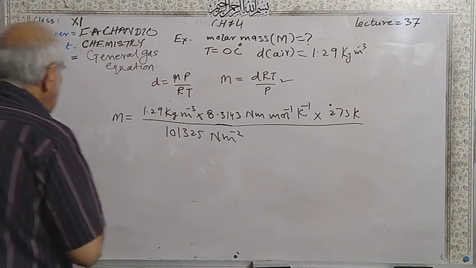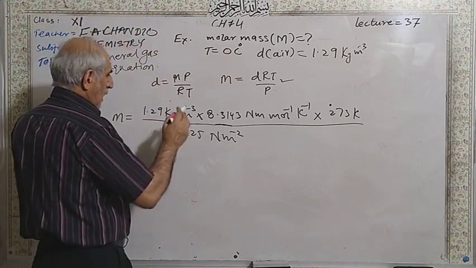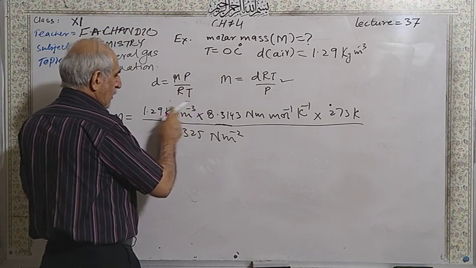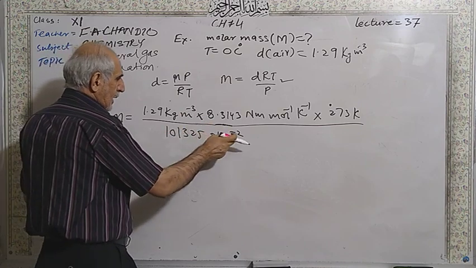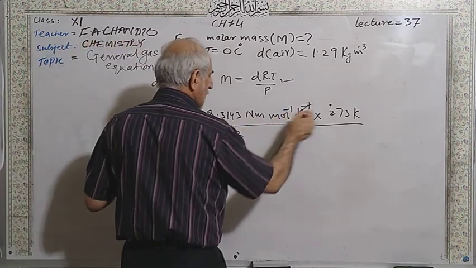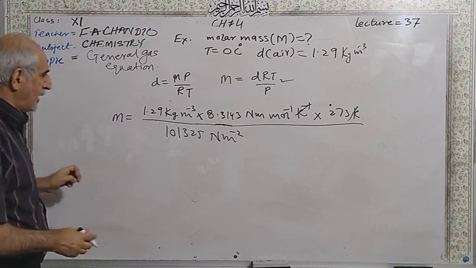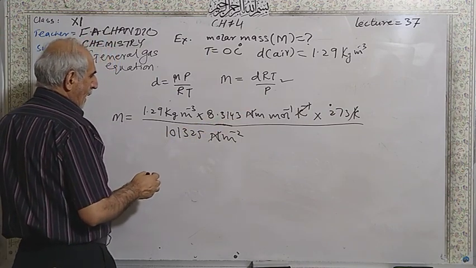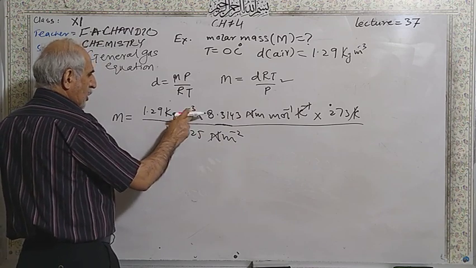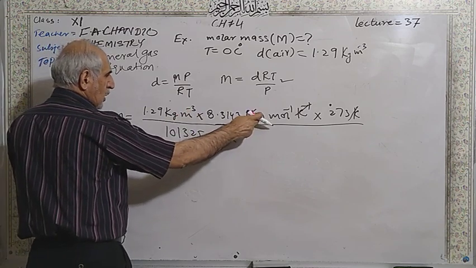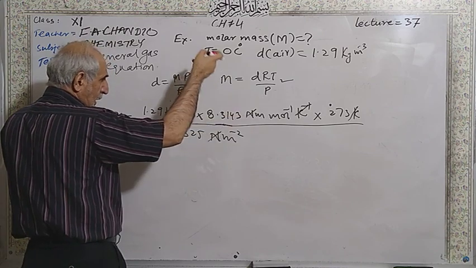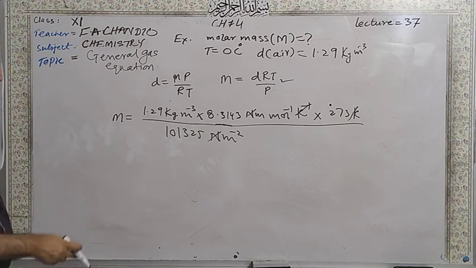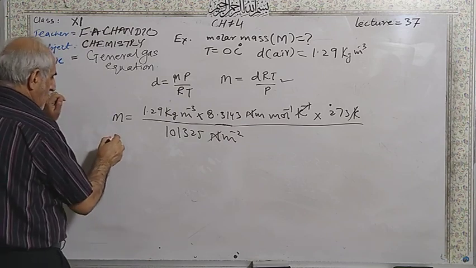If you look here, there is a meter cube per meter cube. First, per Kelvin and Kelvin are going to be cancelled. Newton is going to be cancelled here. And there is a per meter cube, and here only one. If this comes here, it will be the same unit, so this meter is also going to be cancelled.